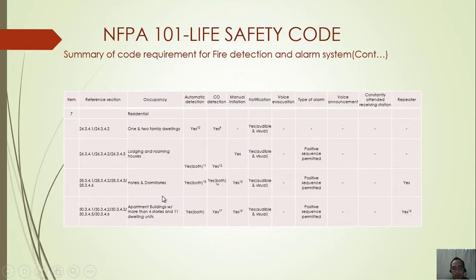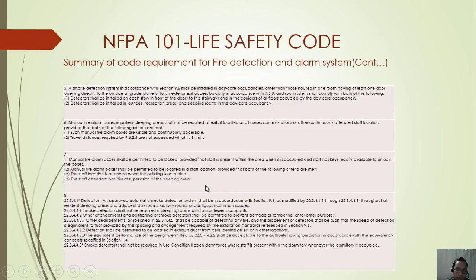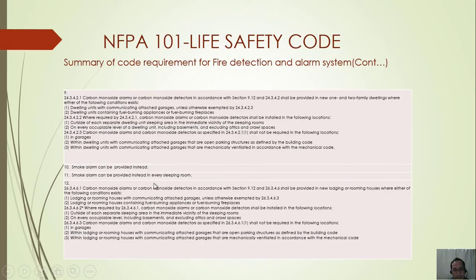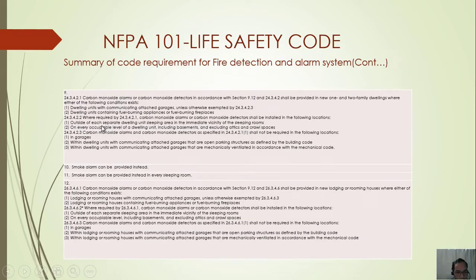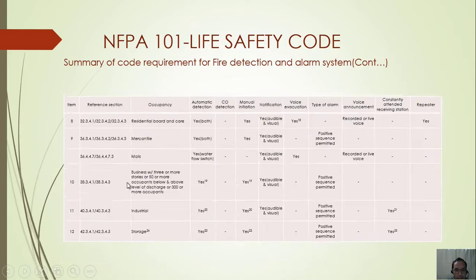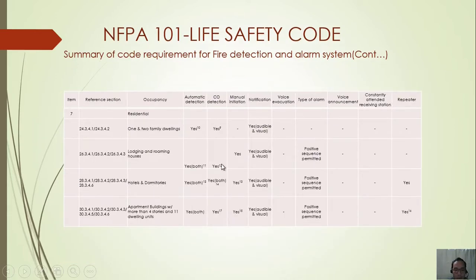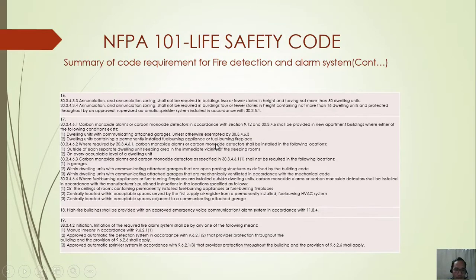So the next one is hotel and dormitories. We have note 13 there under automatic detection. Both we need supervision of sprinkler and fire detector. So what is the note there in hotels and dormitories in note 13? It says there, okay, sorry guys. I think we skipped note 12. There's also a note 12 in lodging and rooming houses for CO. Let's just see that requirement first again.